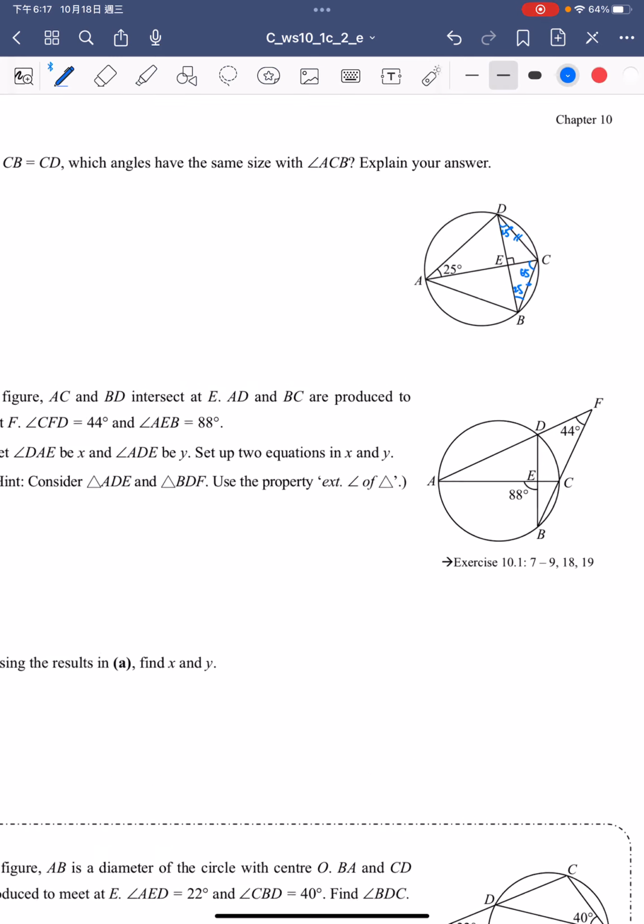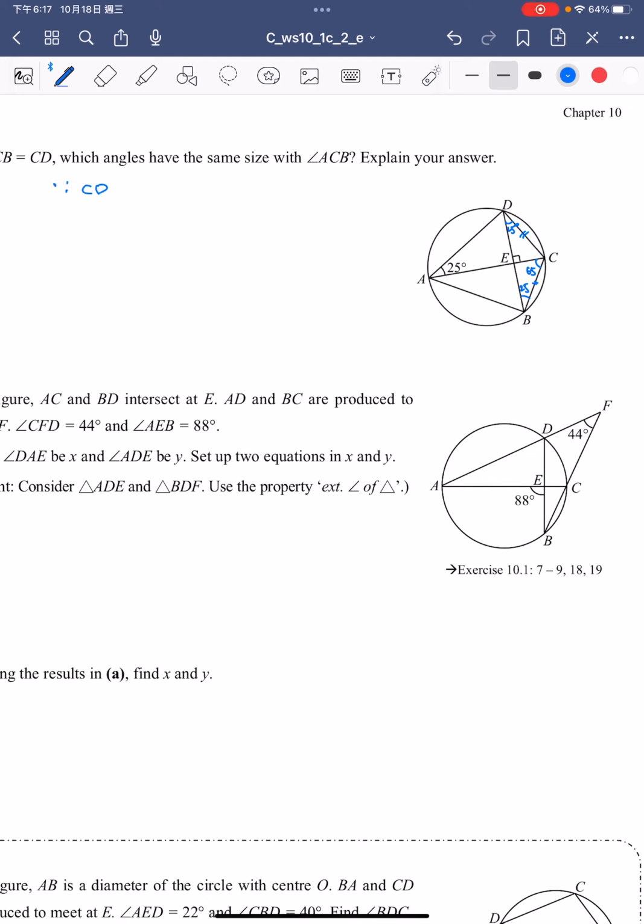So first of all, we're going to write that CD is equal to CB, so that triangle BCD is an isosceles triangle. So now we can say that as these two lengths are the same, the base angles are the same as well. So the angle BDC is equal to the angle DBC, which is going to be equal to 25 degrees. And now we have this is 25, this is 90. Then by using the angle sum of a triangle, you can find out this angle as well.